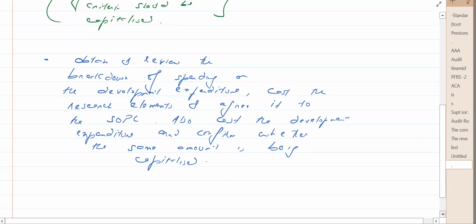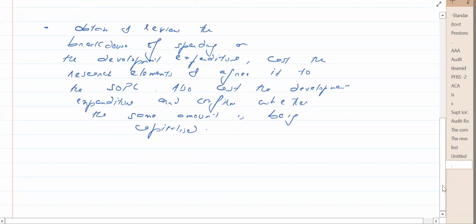So your procedure should give the complete meaning. If you're writing obtain and review the breakdown of spending on development expenditure and you're not going further. Now this procedure can be written in different ways. For example, obtain and review the breakdown of the spending on the development expenditure and agree the figure with the relevant and supporting documentation. This would be fine as well. Obtain and review the breakdown of the spending on development expenditure and cast the research element and agree to the statement of profit or loss, or you can write cast the research element and agree the same figure is being expensed out. Also cast the development expenditure and agree that the same figure is being capitalized. So you can write the same procedure in different words.